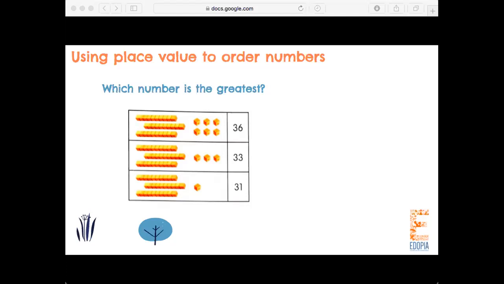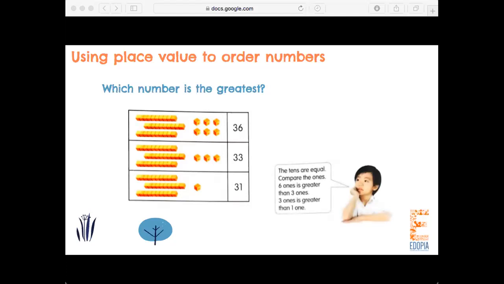6 ones is greater than 3 ones, and 3 ones is greater than 1 one. Therefore, the number with the greatest one is the greatest number, which is 36. And the number with the smallest one is the smallest number, which is 31. So we can say that 36 is greater than 33 and 33 is greater than 31. Also, we can say that 31 is smaller than 33 and 33 is smaller than 36. So we would conclude that 36 is the greatest number and 31 is the smallest number.